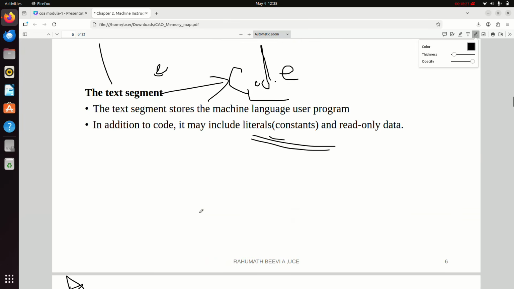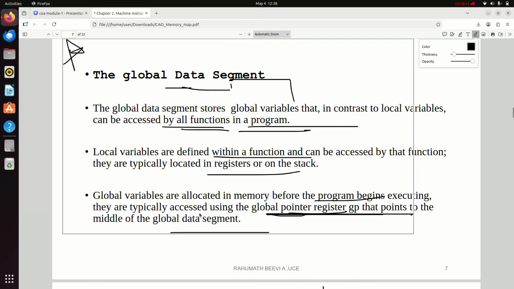Then we were discussing each of these. The text segment holds the program instructions, the program's main code, that is the main machine code of the user. In addition to that, constants and read-only data are also present in the text segment itself.